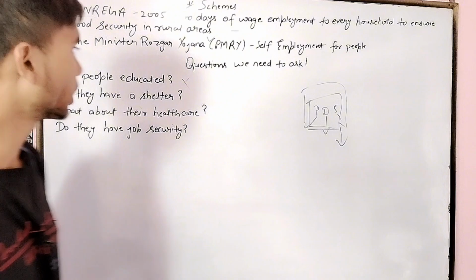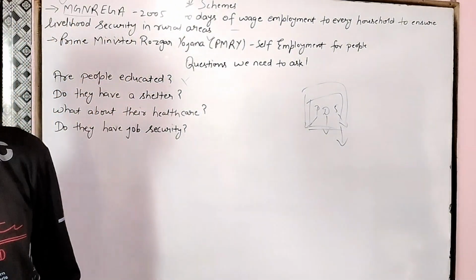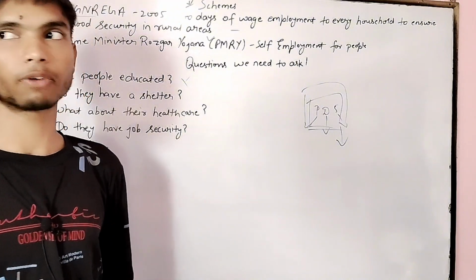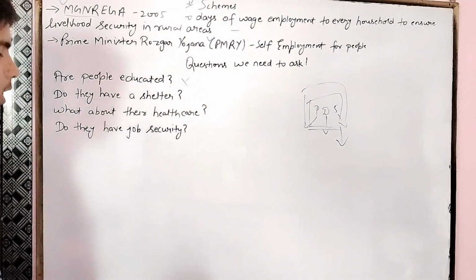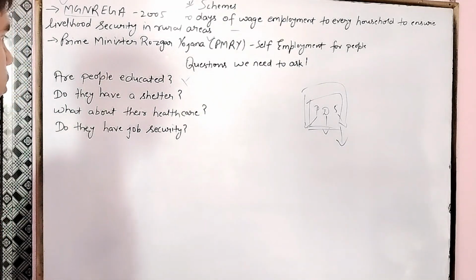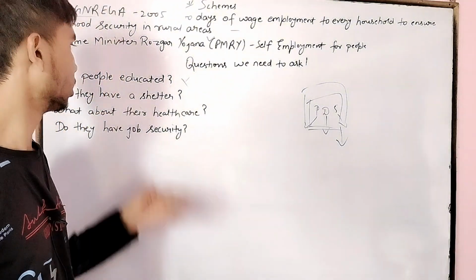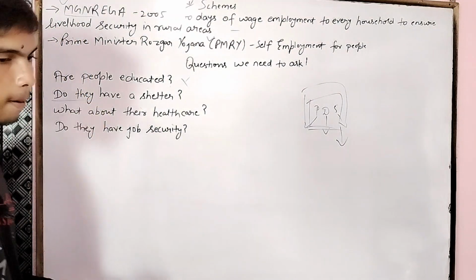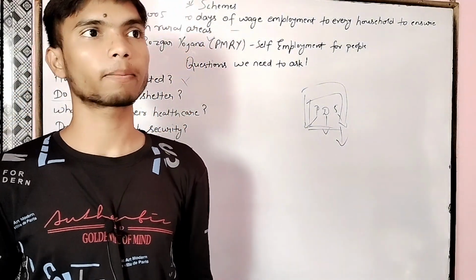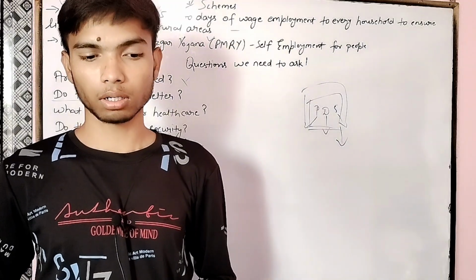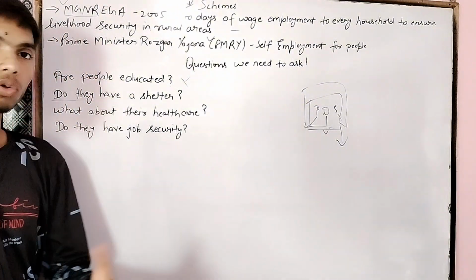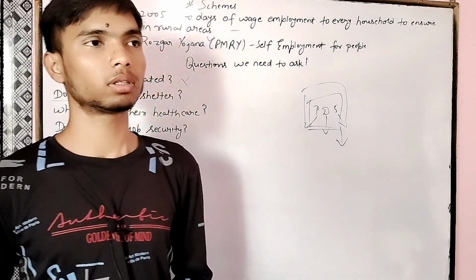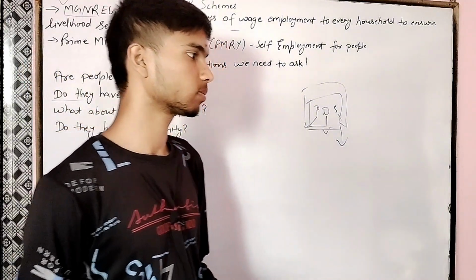Do people have a shelter? As we were discussing the definition of poverty, we defined that a person who doesn't have shelter will obviously be included in the category of poverty. Here in our country there are a lot of people living without shelter. Also we can say without food. There are a lot of people in our country living without food security, without clothes.